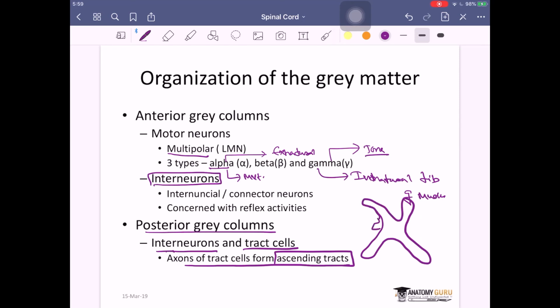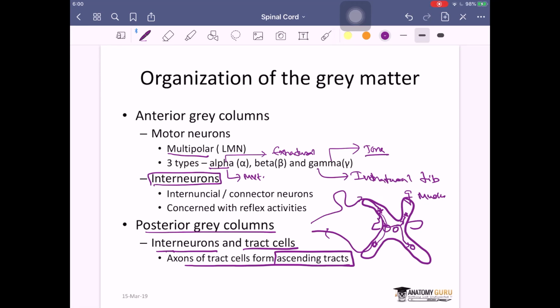Suppose you have this one here, I'll put the interneuron here. So these are your motor neurons here, these are your sensory neurons here, and these are your interneurons. So whatever information is coming from the periphery comes here, and via the interneuron it will relate to your motor neuron, and the information goes out.